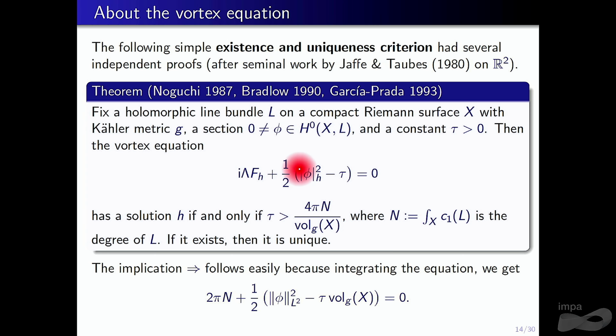There is one part of this equivalence which is easy. You can just integrate. And you see that the first term gives you the degree n of the line bundle. The second is just the L square norm. We are always assuming phi is not 0. It can vanish at some points, but it's not 0. So this is positive, and this is the volume. So this obviously implies this inequality. So the difficult part is the converse.